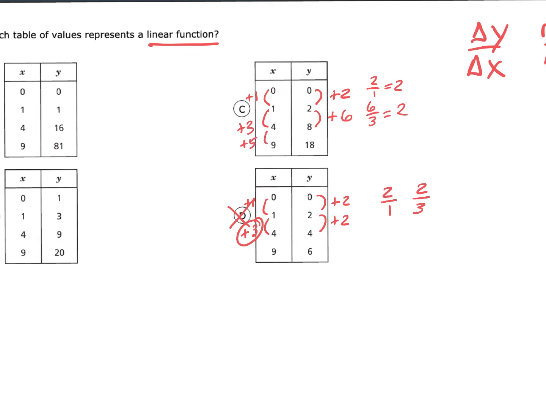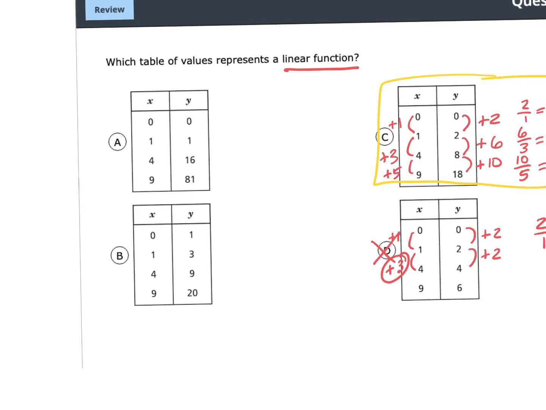We need to check our third one. So if I go up by 5 and I go up from 8 to 18, I'm going up by 10. So this would be 10 over 5, which reduces to 2. In fact, we have just happened upon the answer, but let's say we didn't. Let's make sure that we know how to check the others.